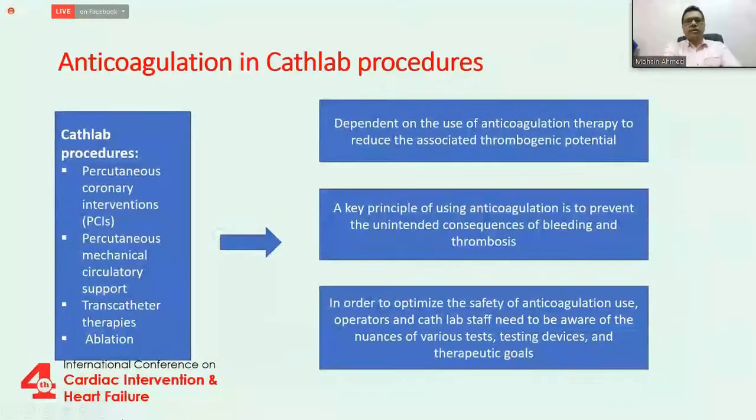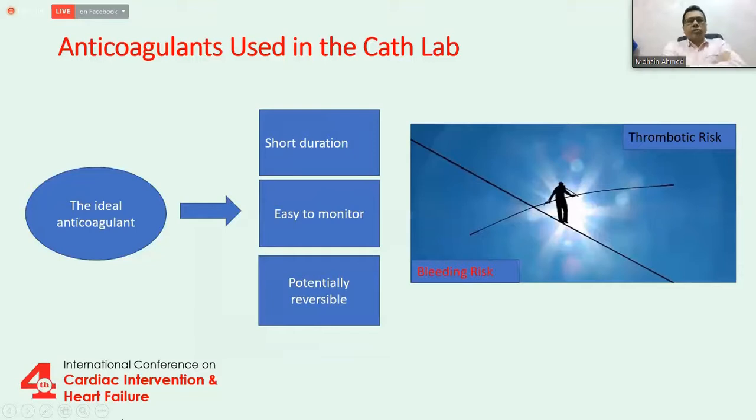So we always use anticoagulants in the cath lab procedures. You do the PCI, also mechanical support, transcatheter therapeutics, and ablation. We use the anticoagulants. Why? Because of all the thrombogenic potentials, and there are some principles to manage bleeding and thrombosis in the cath labs. You choose anticoagulants with short duration, easy to monitor, and potentially reversible. That is the balance between bleeding risk and thrombogenesis.